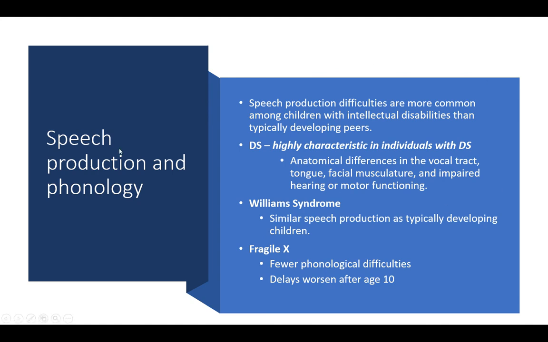Then we look at Williams syndrome. There's similar speech production as typically developing children, so they don't have those issues. And Fragile X, they don't tend to have those issues early on, but sometimes you see these delays worsen the older they get. And so that's a hard diagnosis because it's kind of progressive. It doesn't necessarily get better.